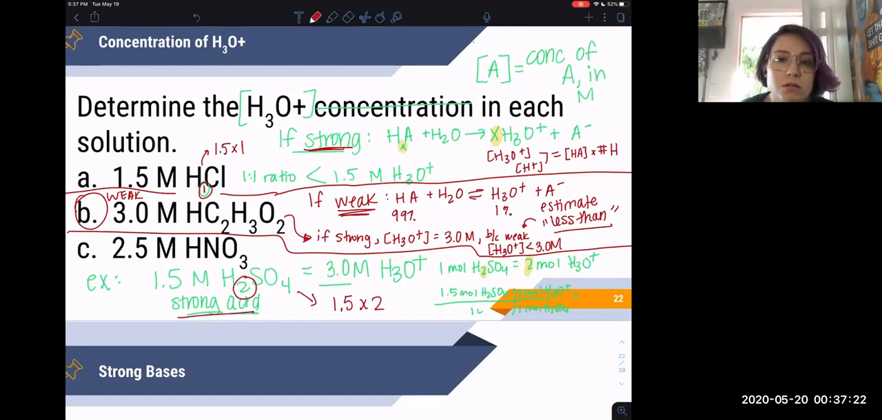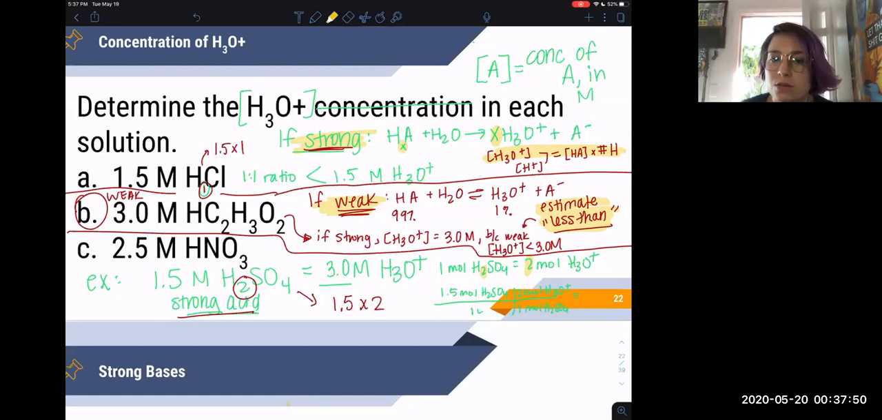The strong number of H's times the concentration of the acid. If it's weak, same thing, do the math for strong. Say if it's strong and then estimate less than. So do the math for if it's strong and then just write less than instead of equals.